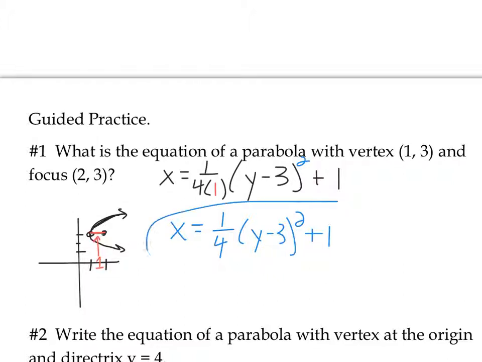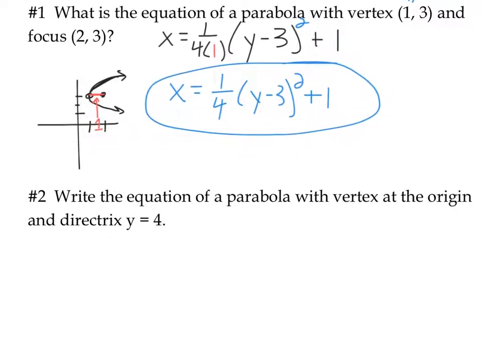That's our equation. Okay. So we use the vertex as our h, k. And the focus, the 2 and the 3 for the focus, were important in terms of knowing which way the graph was going to open. So we knew which type of graph and equation we should be writing. So let's see another example here.